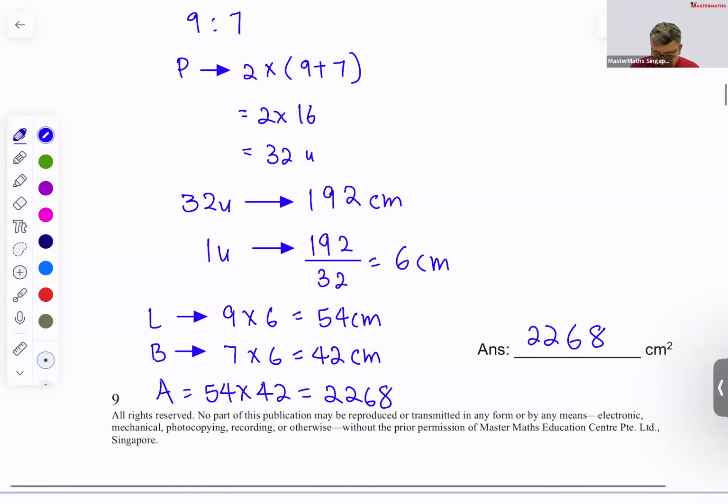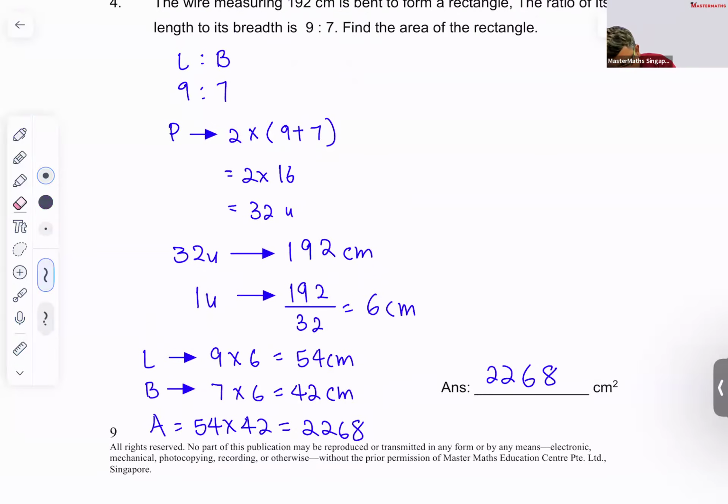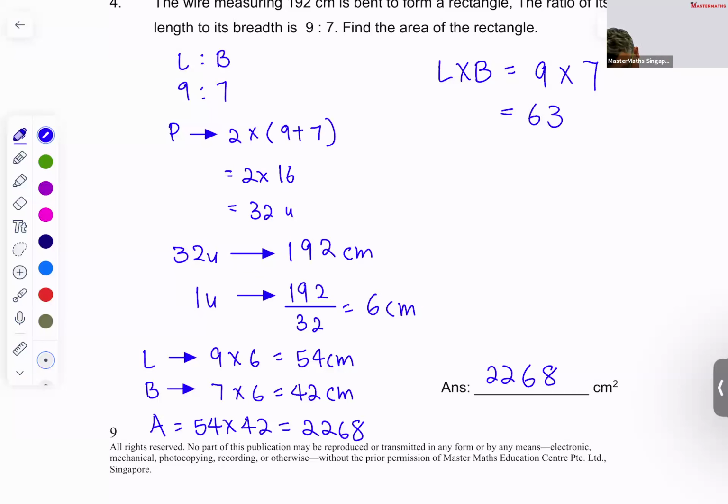What is the common mistake? Length times breadth. Length is 9 units, breadth is 7 units. So 63 units. 63 times 6. What is area? So 1 unit is 6 cm. So 63 times 6. What is it? 378. So do you see the difference in the answer?